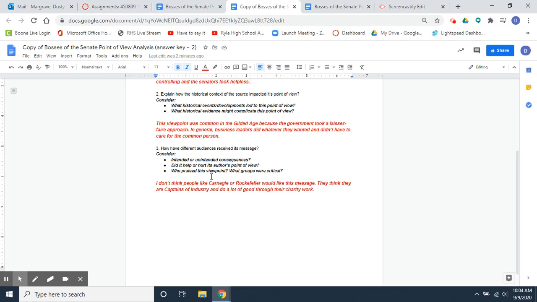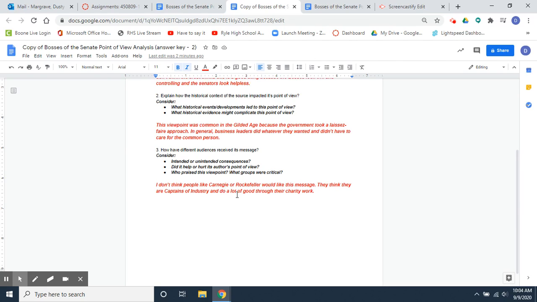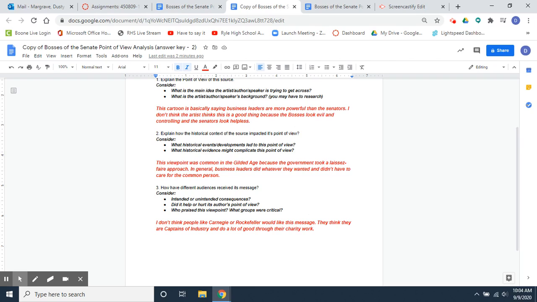This does not do a whole lot of does it help or hurt the author's point of view? So again, this response, I think altogether it's about 6 sentences. They're all generally right. They don't answer every question, but they get the main idea. This is a 2. It's approaching mastery.